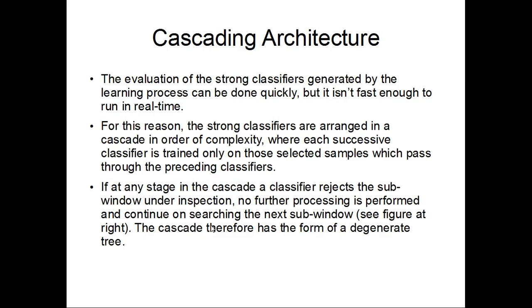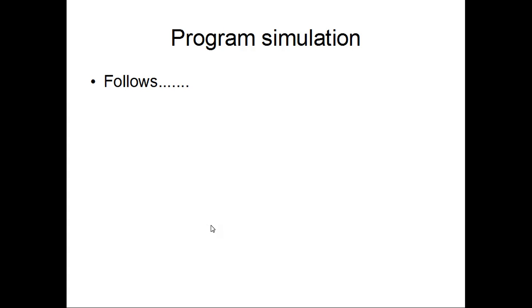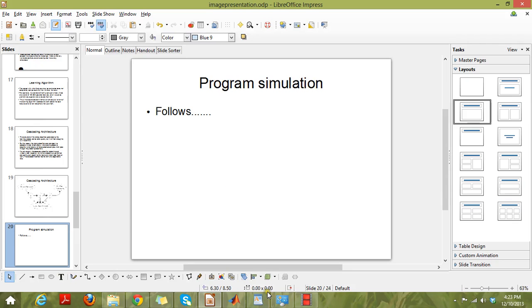And at any stage, if a sub-window under inspection is rejected, then it's never looked upon again. It's completely discarded, and the search of the image continues on to the next sub-window. So in essence, the cascading structure has the form of a degenerate tree, like this. Let's say 1, 2, and 3 are the classifiers through which all the sub-windows pass, and once one of them is rejected, it's completely discarded and the next window is worked upon. The program simulation will be explained now.